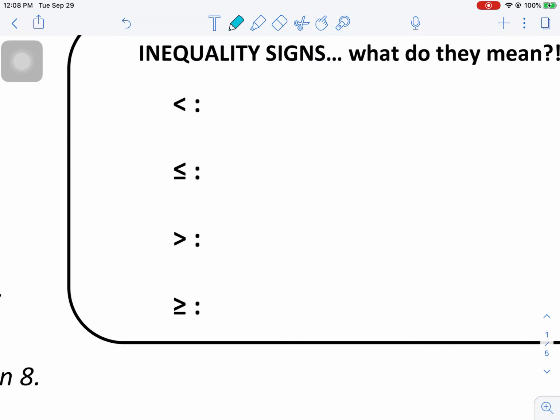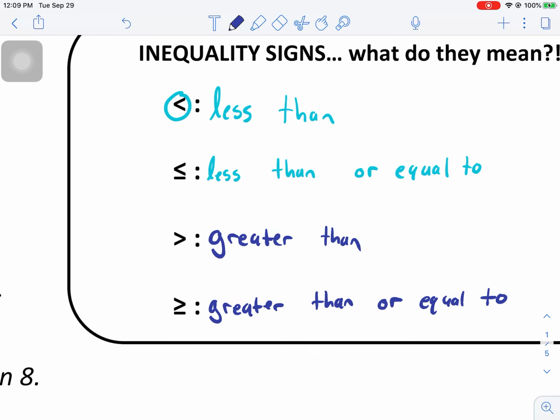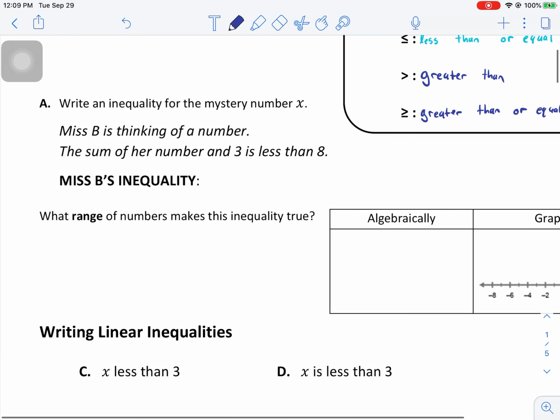So, inequality signs. This first one that we have is called our less than sign. The next one that we have is called our less than or equal to sign. That little bar that we add underneath is the equal to symbol. The next two is our greater than sign. And then the last one is our greater than or equal to sign. So hopefully these look a little bit familiar to you.